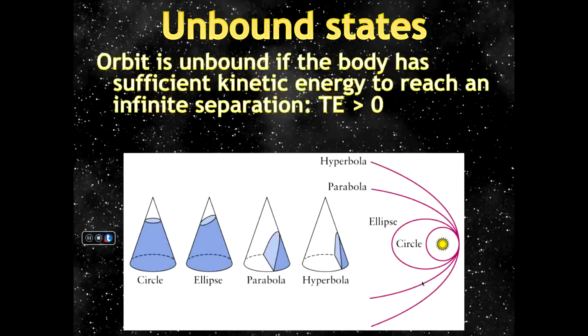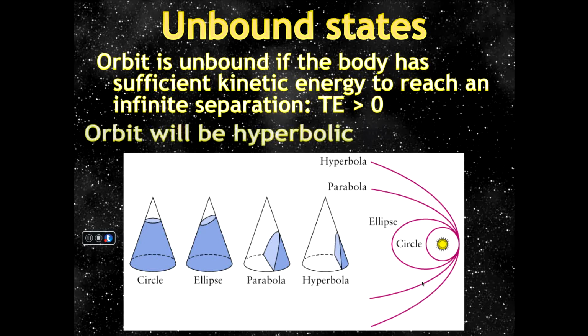And so you can think of this as being to do with the energy. An orbit is unbound if the object has enough energy that it can achieve an infinite separation from the object it should be orbiting. So a comet on a parabolic orbit has energy that will allow it to escape from the sun. And by escape we mean it gets to an infinite distance from the sun.